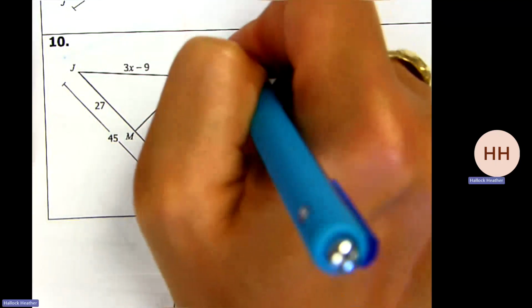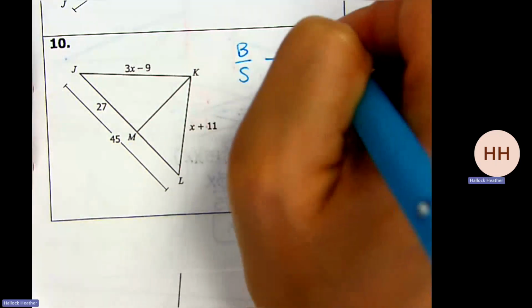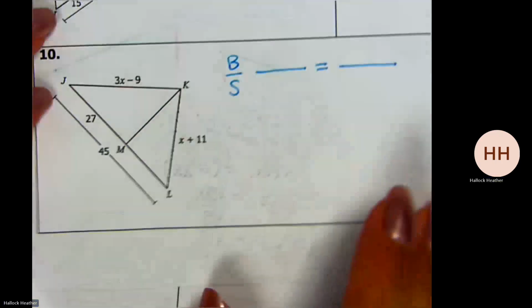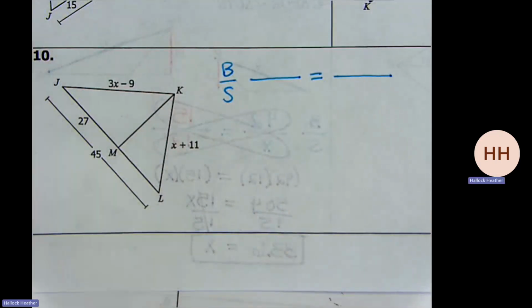We're going to compare the big triangle to the small triangle. So down here, I have two triangles. This one's my big, this one's my small. So I'm going to do big over small. I'm going to set up my little fraction bar. What is one number that's on the big triangle?